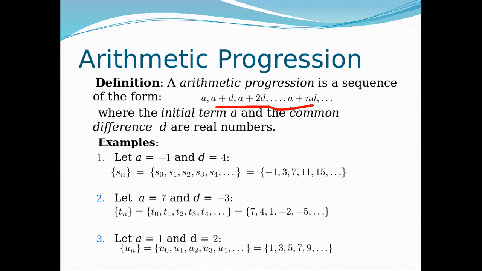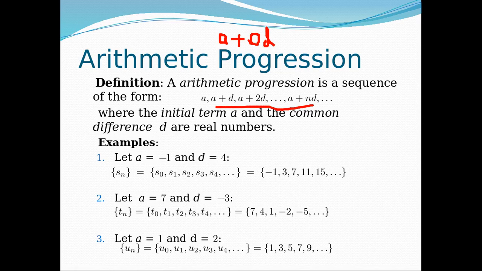So a is equal to minus 1 and d is equal to 4. Here again, please note that the first term is a plus 0 into d, right? Here n is equal to 0, so therefore we get a. So the sequence becomes minus 1, you start with minus 1, then you add 4, it becomes 3, then you add 4, it becomes 7, then you add 4, it becomes 11, and so on and so forth.